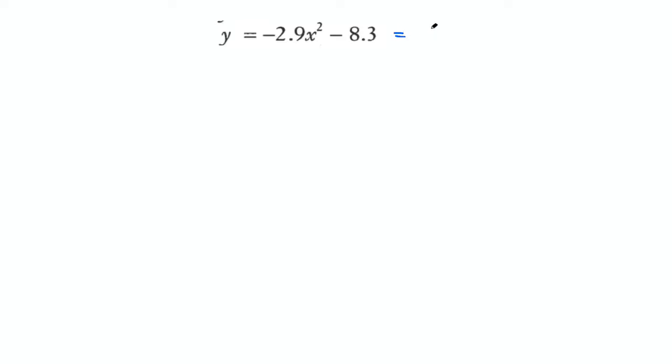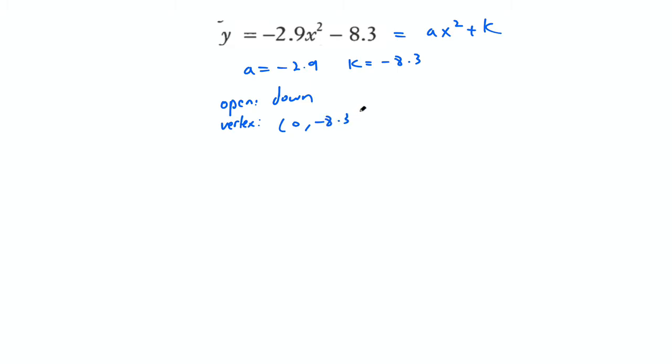in the form of ax squared plus k. We have that a is going to be minus 2.9 and k is going to be minus 8.3. Because a is negative, the parabola is going to open downwards. Okay, and then the vertex can be represented by (0, k) because our equation is in this form. So (0, k) in this case is (0, minus 8.3).